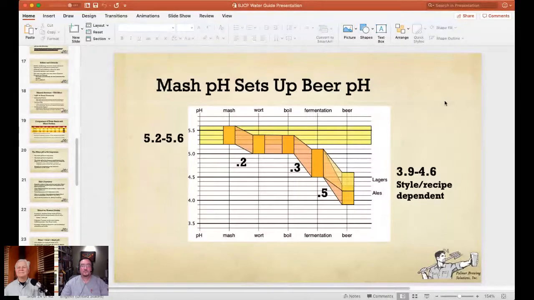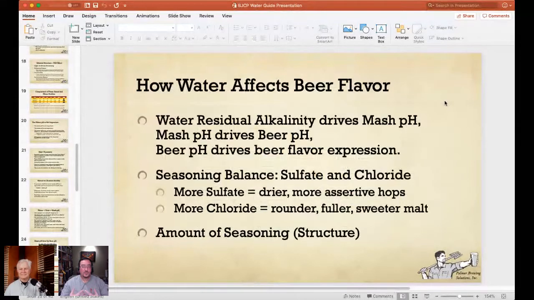So there's mash pH to beer pH. So let's review how water affects beer flavor. You have your residual alkalinity, which drives the mash pH. The mash pH drives the beer pH. The beer pH drives beer flavor expression.